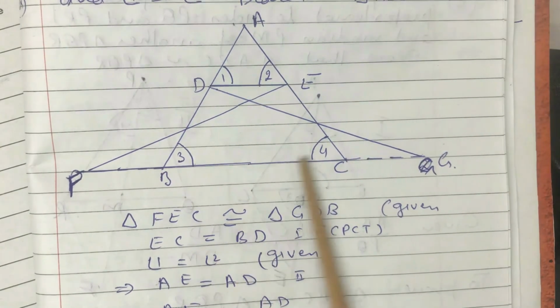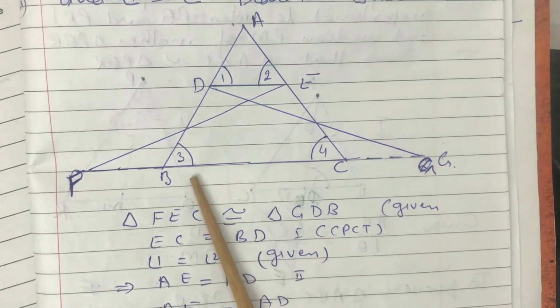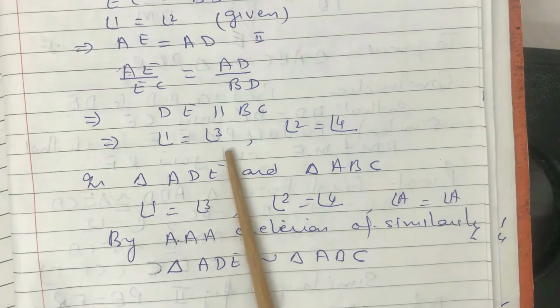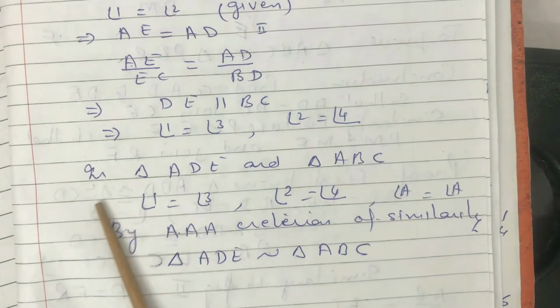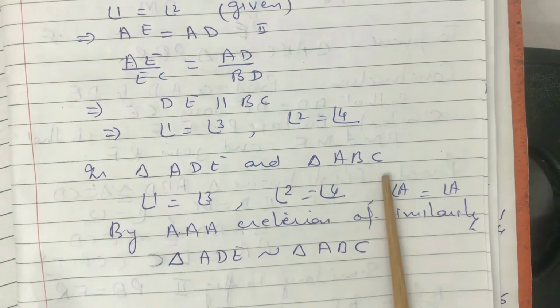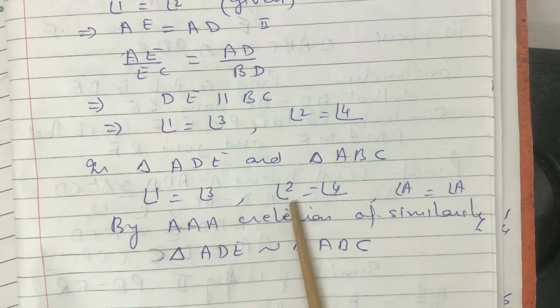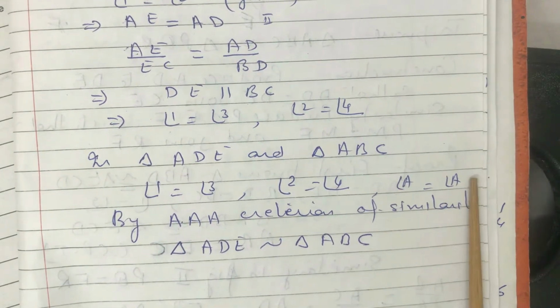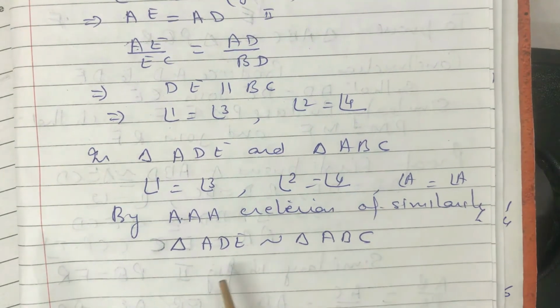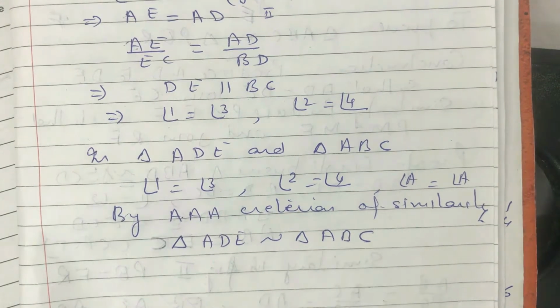If this is parallel to this, it means angle 1 is equal to angle 3, angle 2 is equal to angle 4. In triangle ADE and triangle ABC, angle 1 is equal to 3, 2 is equal to 4, angle A is equal to angle A. So by AA criteria of similarity, both the triangles are similar.